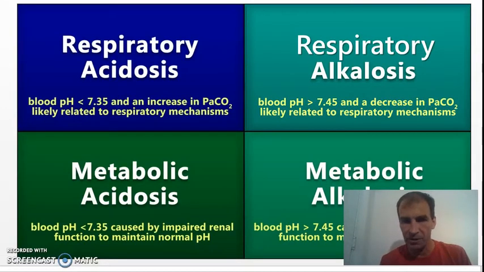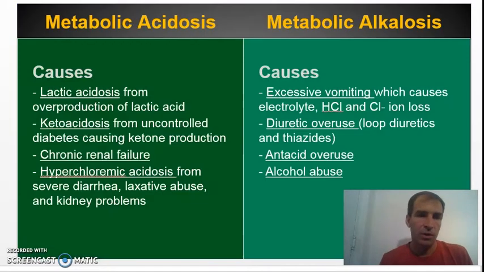All right, so respiratory alkalosis, metabolic alkalosis. And again, pH greater than 7.45, respiratory because of breathing, metabolic because of more renal issues. So what does this look like? Well, some of these you're familiar with. In fact, my guess is you have dealt with these situations before.